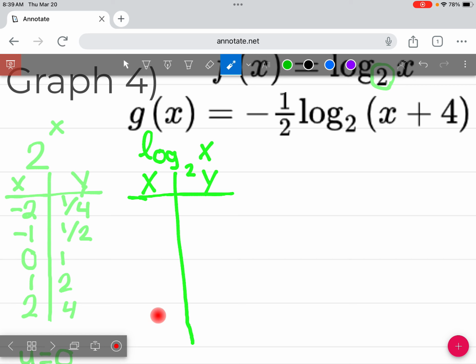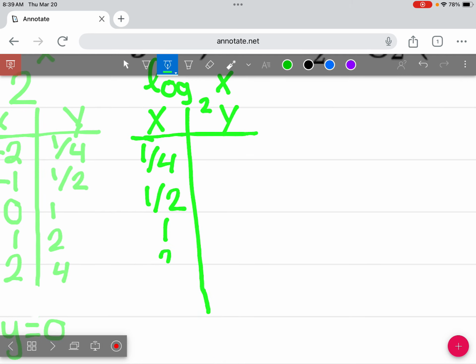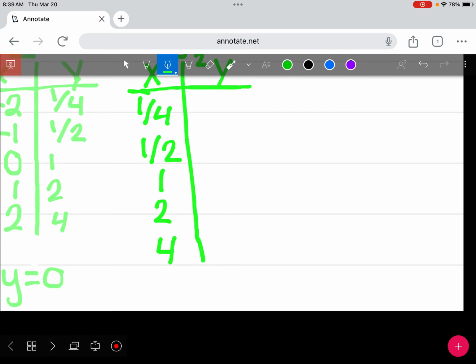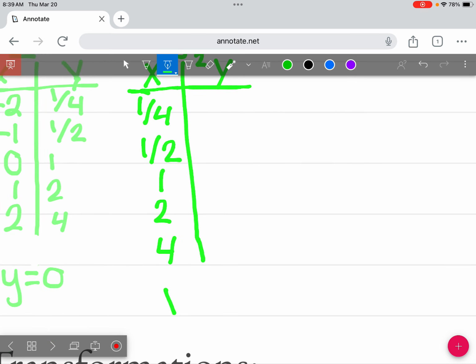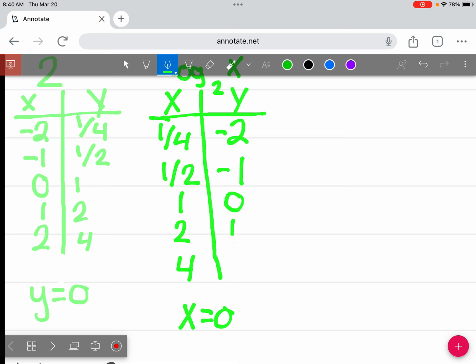So things that are in the y column become our x's. So our x's are going to be our 1/4, our 1/2, 1, 2, and 4. Everything that was a y becomes an x, so our asymptote is going to switch to an x equals. For our y's, that comes from our x column from the exponential. So everything that was an x becomes a y, so we get our -2, our -1, 0, 1, and 2.